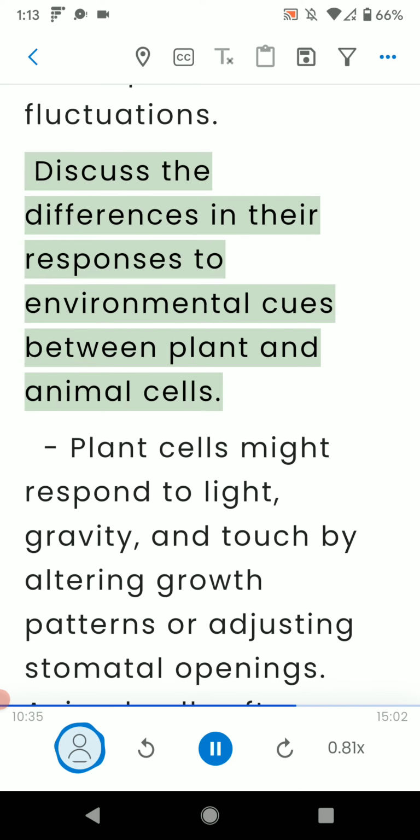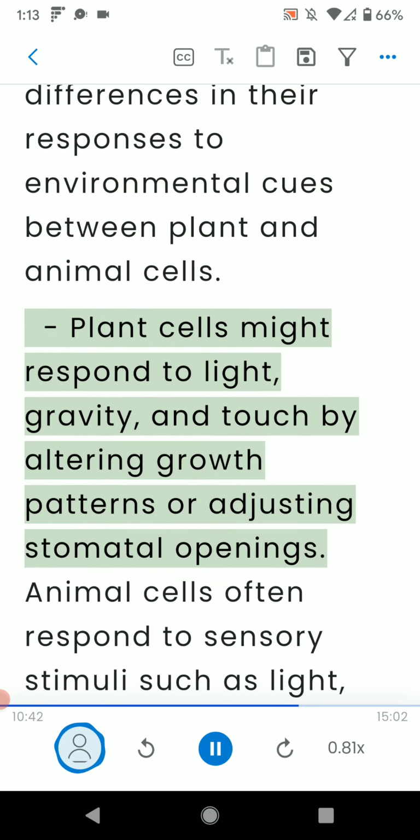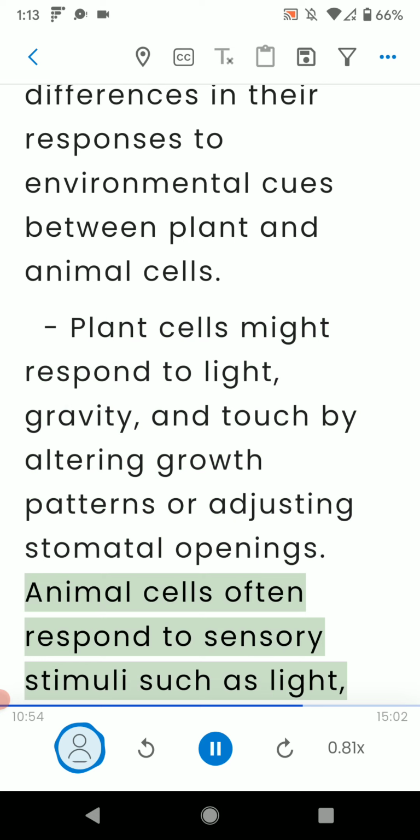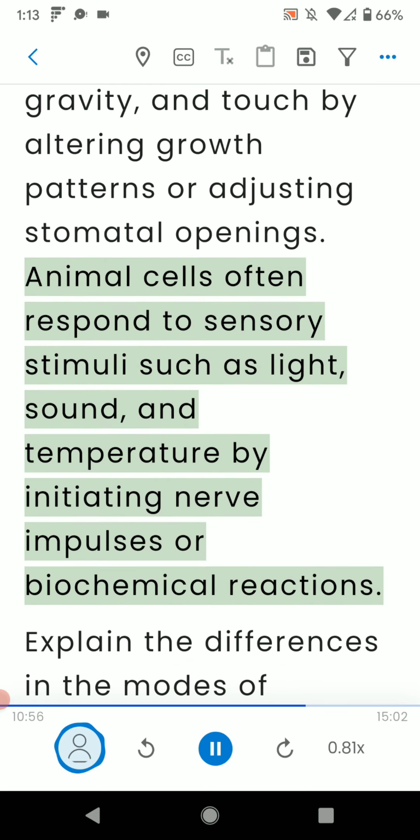Discuss the differences in their responses to environmental cues between plant and animal cells. Plant cells might respond to light, gravity, and touch by altering growth patterns or adjusting stomatal openings. Animal cells often respond to sensory stimuli such as light, sound, and temperature by initiating nerve impulses or biochemical reactions.